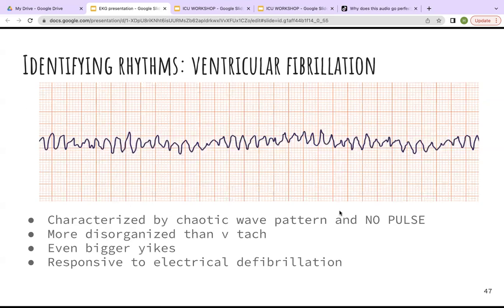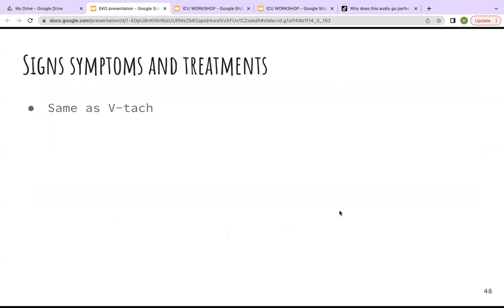VFib is characterized by a chaotic wave pattern and no pulse, more disorganized than VTAC, even worse, and responsive to electrical defibrillation as well. Everything else is the same as VTAC.